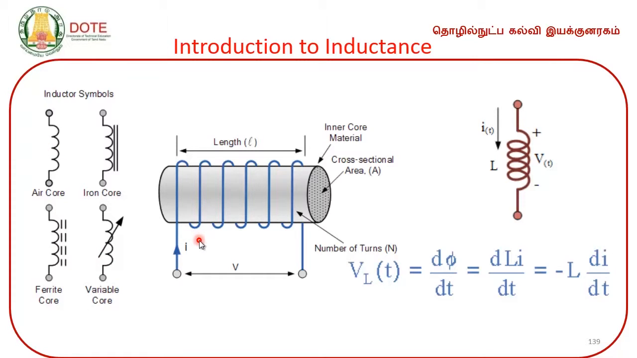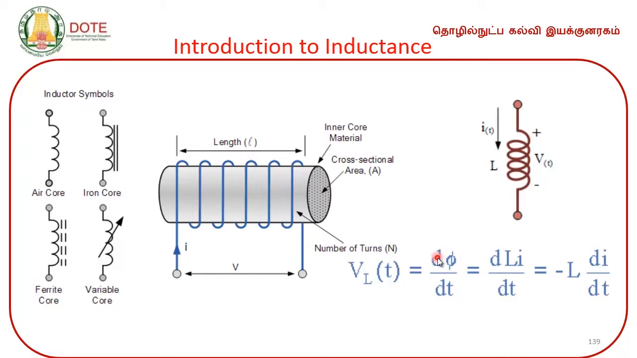So we now know what an inductor is: the coil on the core material. Now, when you apply voltage across the coil, what is the voltage drop across the coil? It is directly proportional to the magnetic flux formed around the coil. Okay, it is equal to the rate of change of flux with respect to time.